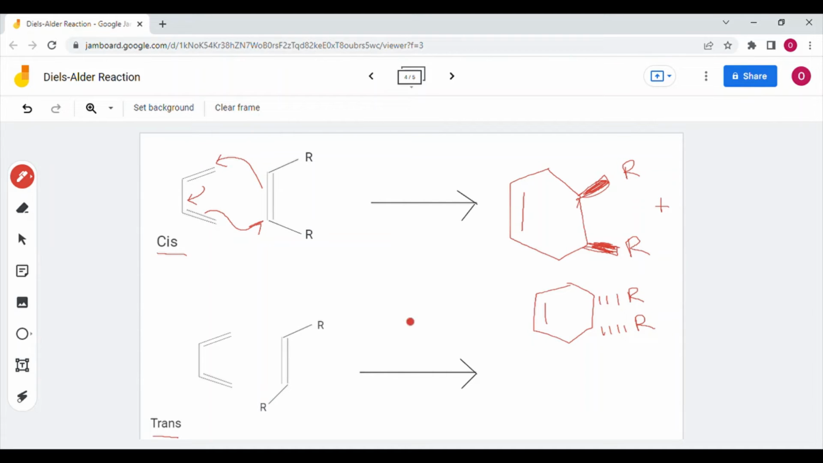And think about it in this way. Because it's cis, the R groups are on the same side, thus in the resulting products, the R groups must also be in the same orientation. Either they're both wedges or they're both dashes.